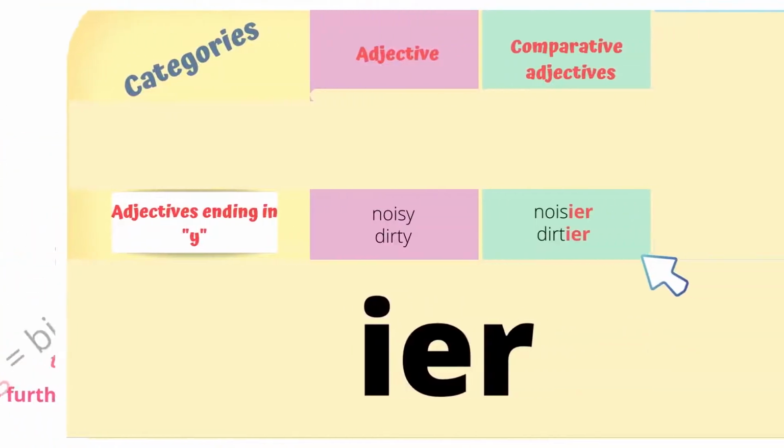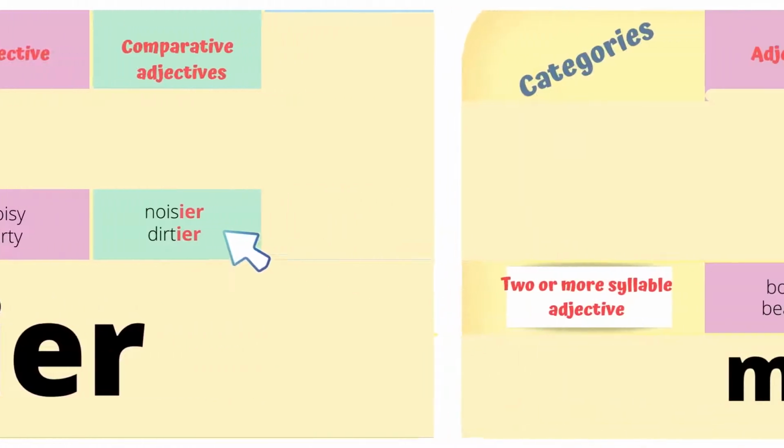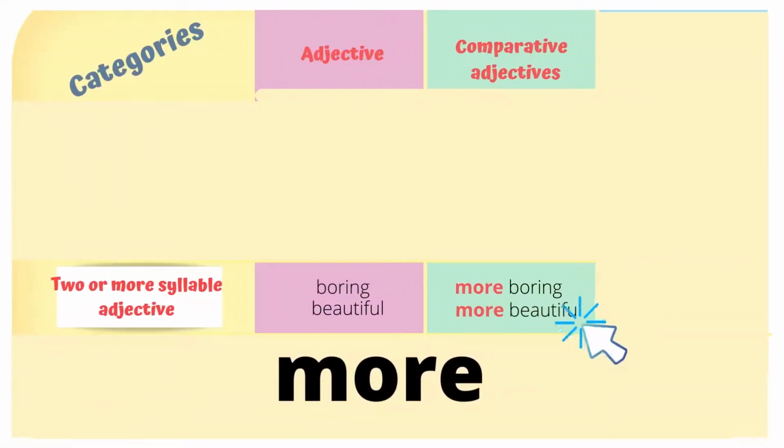The adjectives that end with Y change to IER. For example, noisy, noisier, dirty, dirtier. And for the adjectives with 2 or more syllables, for example, boring, we need to add the word more. More boring. For beautiful, more beautiful.